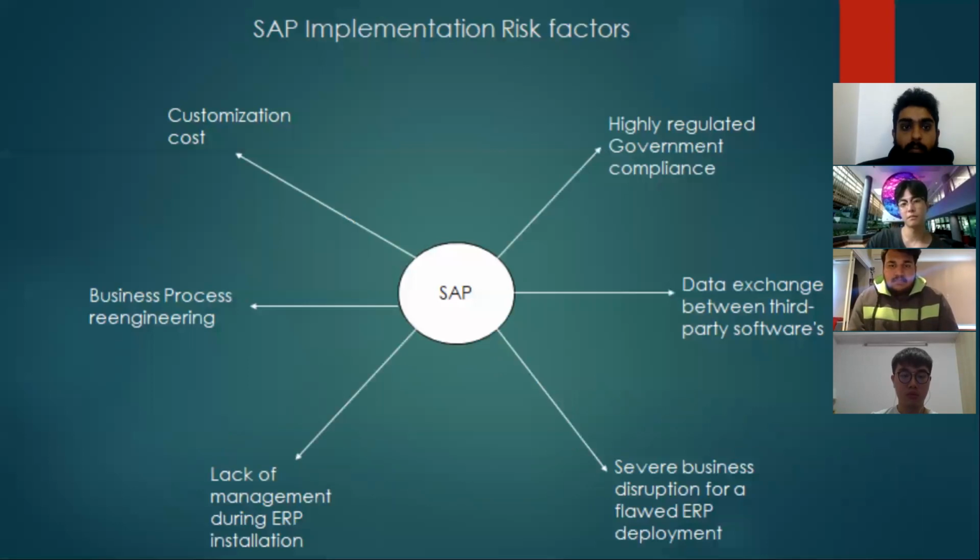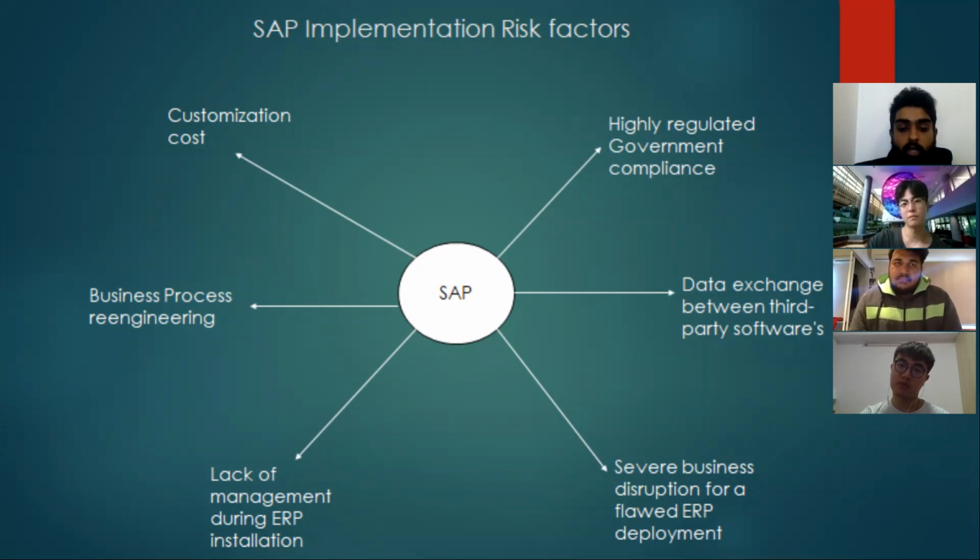So, some of the major SAP implementation risks. Having a flawed ERP system during the SAP implementation could result in extensive cost and business disruption. A mismatch in system implementation could result in increased cost of customization and could also result in interrelated functions issues.